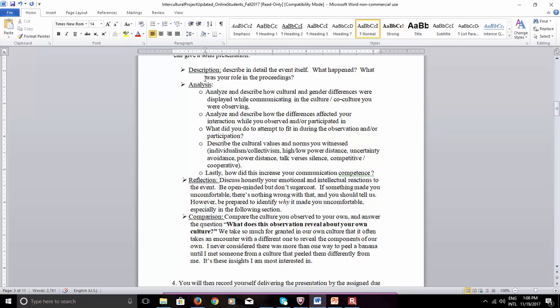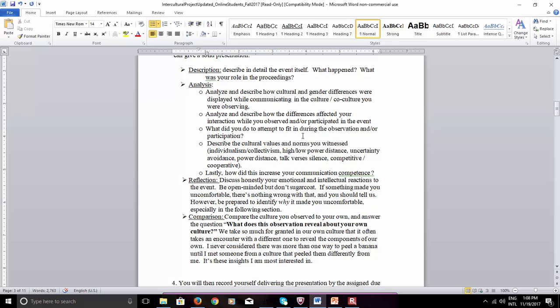Next is the analysis. This is where you're going to incorporate what you've been learning in class as it relates to intercultural communication, as well as doing a little bit of outside research. Your analysis should describe how culture and gender differences were displayed while communicating in the culture or co-culture you were observing or participating in. You should describe how the differences affected your interaction while you observed and or participated in the event. Next, what did you do to attempt to fit in during the observation or participation?